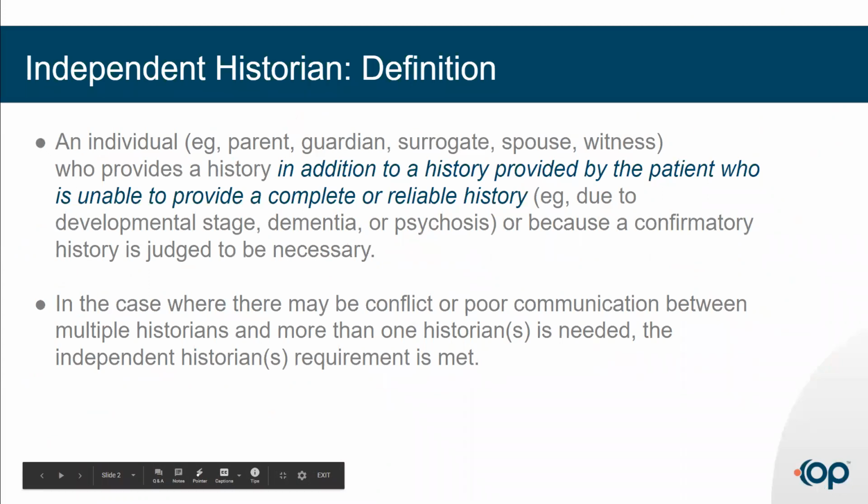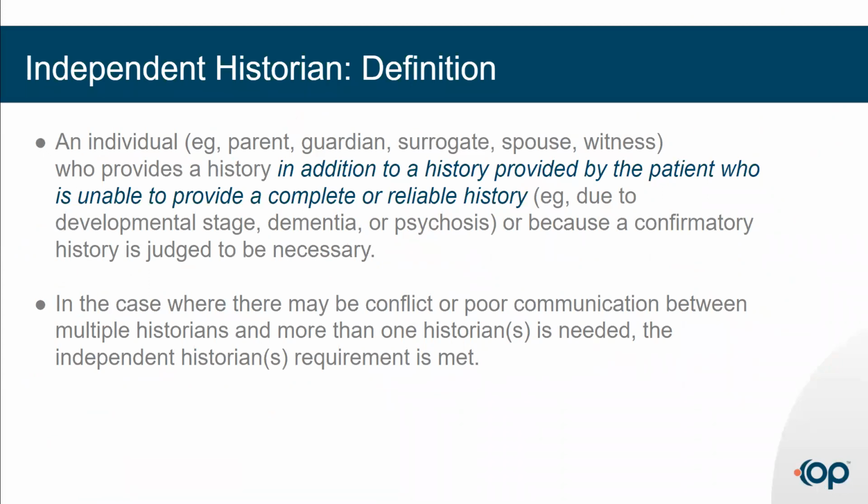According to the AMA, the definition of an independent historian is an individual, could be a parent, guardian, surrogate, whoever, who provides a history that's in addition to a history provided by the patient, and the patient is unable to provide a complete or reliable history. For pediatricians, this is mostly due to age, but it could be due to developmental stage, dementia, psychosis, or just because the provider believes they need a confirmatory history in order to make appropriate medical decisions.